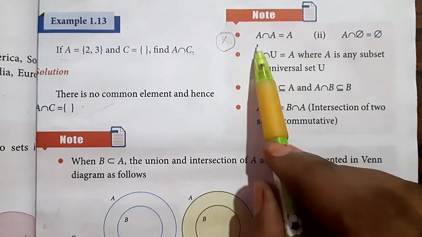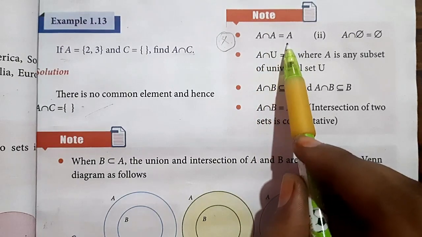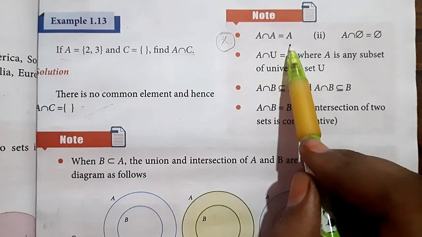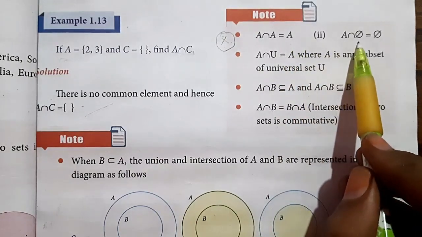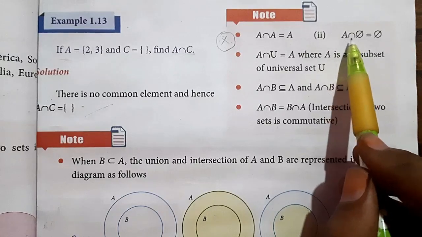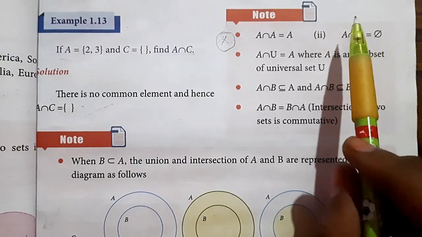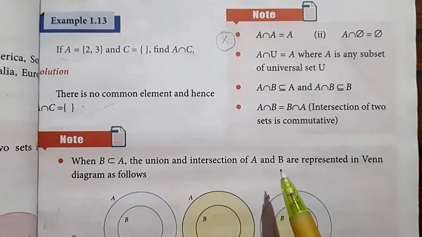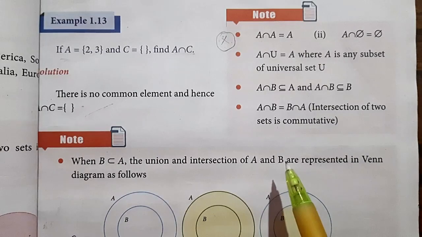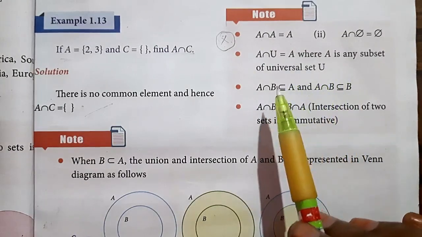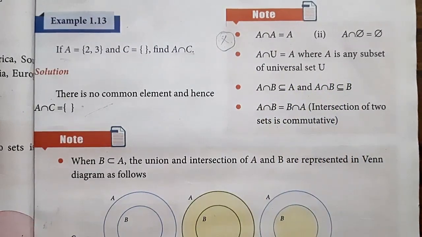You can find that A intersection A is A itself, because both sets are A. The common elements are the set itself, the same thing. A intersect phi, the empty set: can you find any other common element? No, so the set will be empty. Like that, some notes are here, everything is practical. Just remember it, because we will apply these concepts in a few problems. When we do the problems, I will explain about it.